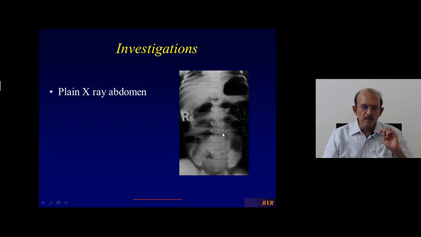Whenever multiple air fluid levels are distributed throughout the abdomen, you can count here 1, 2, 3, 4, 5, 6, 7, 8, 9, 10, 11, 12, 13, 14, 15, some more than 15 air fluid levels are present. That means it is an ileal obstruction. Number two, it is an advanced obstruction for more than 48 hours.